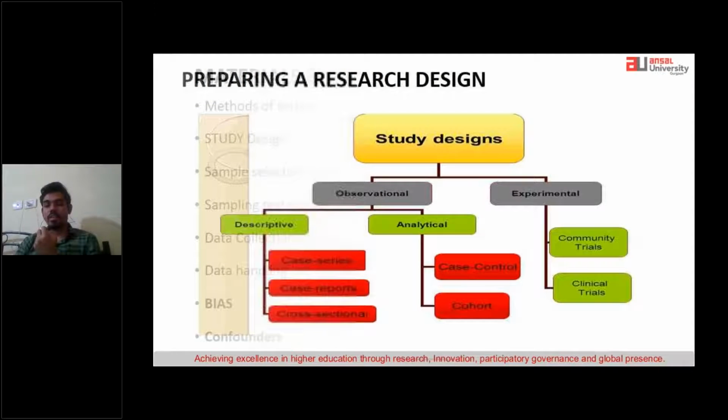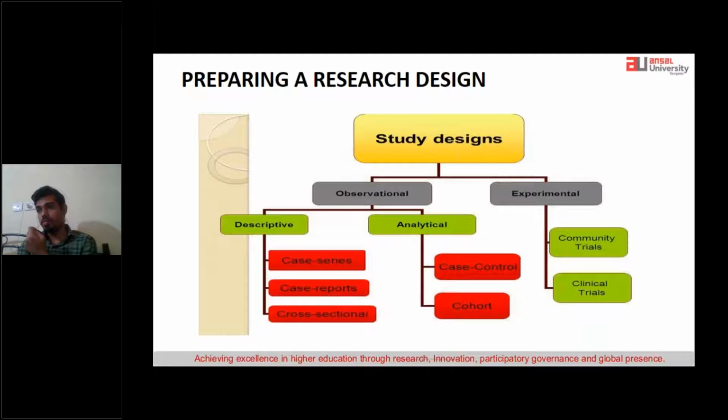So the first thing is the study designs. There are so many study designs which can be followed depending upon your literature gap, or depending upon what kind of research you want to do. Your research methodology or research design depends on that. Generally, research designs are of two kinds: one is observational, and the other is experimental.